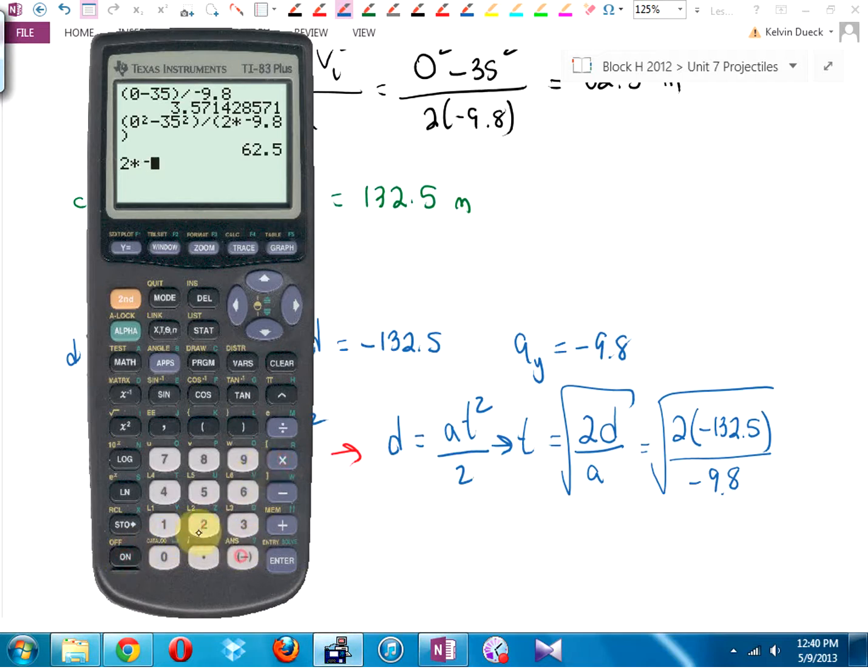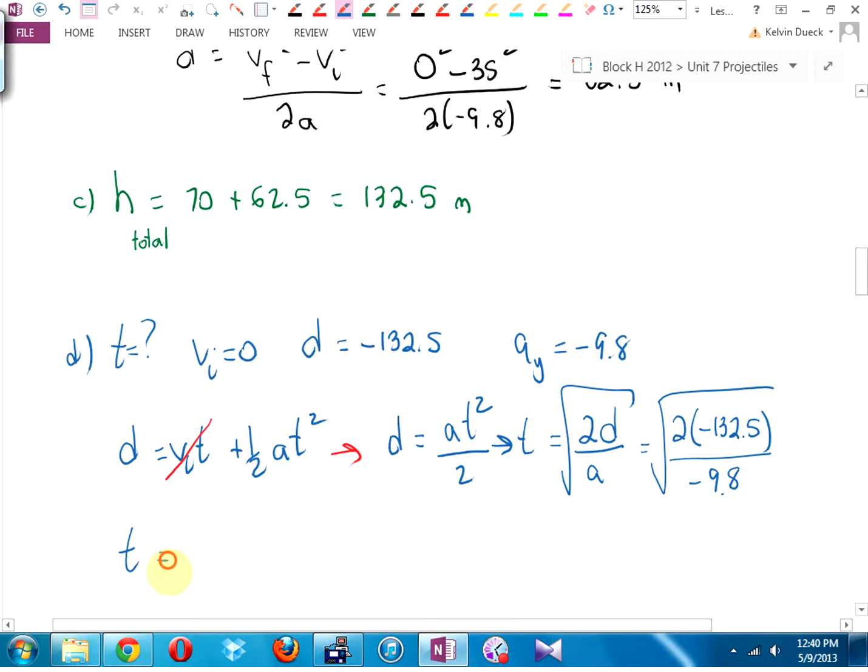Two times negative 132.5 divided by negative 9.8 equals, square root of that. Do you get almost exactly 5.2? Yeah. 5.2000 seconds.